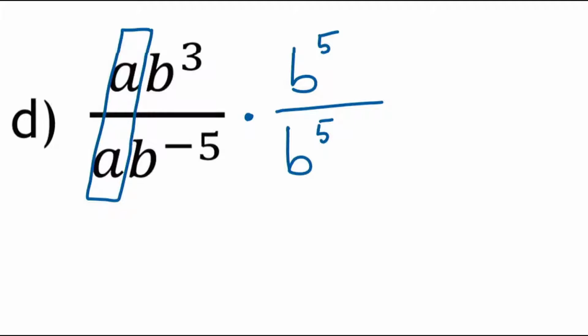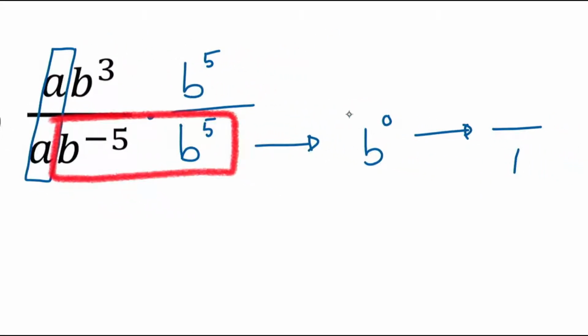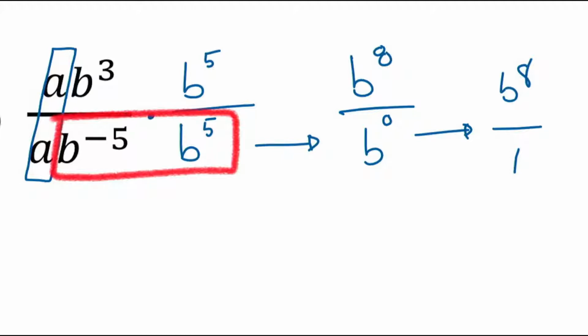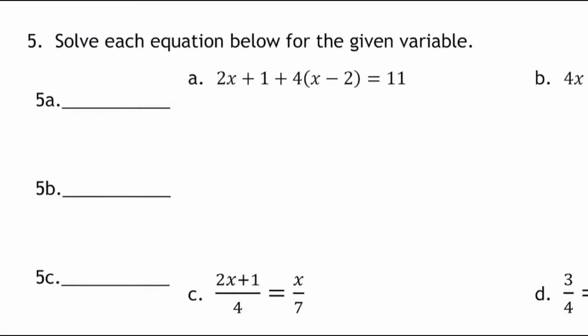And when I do that, what's nice is in the denominator, I've created b to the 0 power, which is the number 1. Really? Yeah, it is. That's what's in the denominator. In the numerator, I have b to the 8th power. And because it's being divided by 1, my final answer will just be b raised to the 8th power. That's that problem. Moving on.